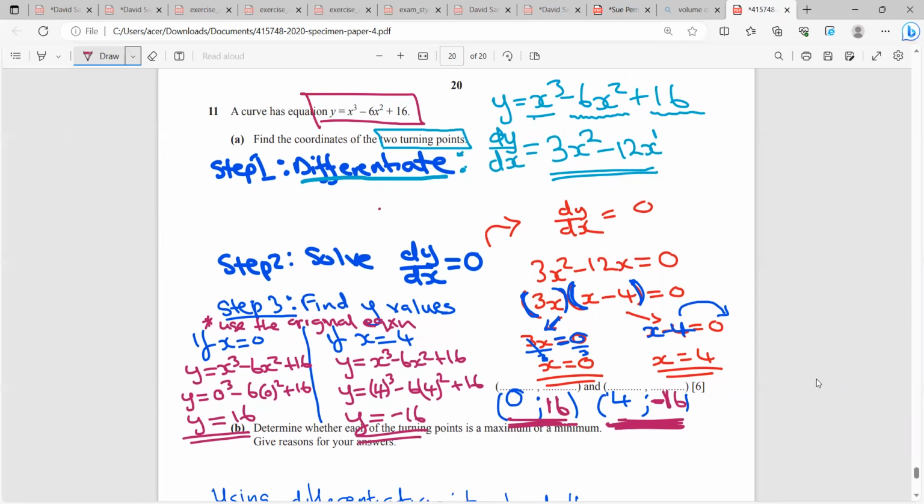All right, so I'm going to give you a bunch of questions about finding the turning points. You always follow these 3 steps: differentiate, solve, then find the y values, and you'll be good.